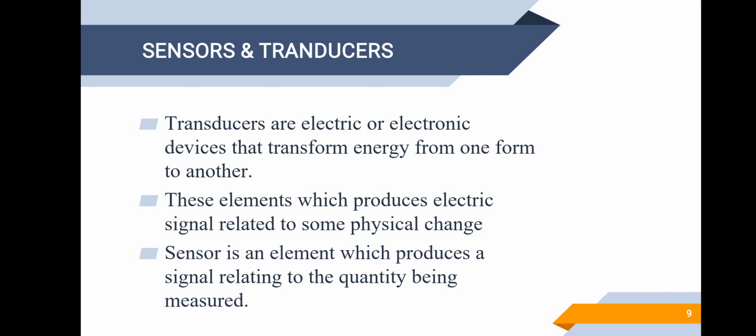What are sensors? Now let us move to one of the most important components in mechatronics, sensors. A sensor is a device that detects a physical quantity such as temperature or pressure and converts it into an electrical signal. Sensors and transducers. A transducer converts one form of energy into another. A sensor is a type of transducer that produces an electrical output corresponding to the physical quantity being measured.